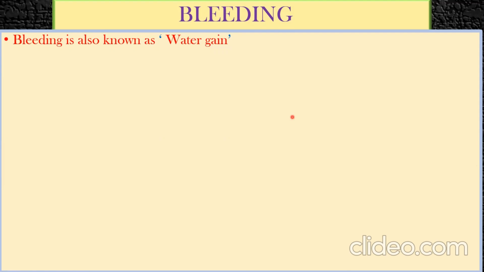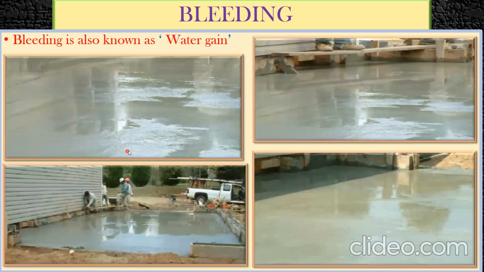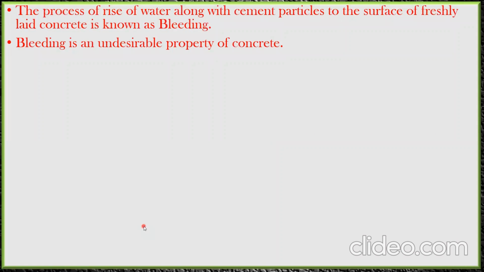Yes, you can see it here. Once you have placed the concrete, you can see a thin layer of water. In this picture, you can see a lot of water has come to the top of the concrete. Even here, everywhere the water has come. Even here also you can see the water. So this phenomenon is called bleeding, which you can put in a better way as water gain. Now coming to the textbook definition of this, and also the causes.